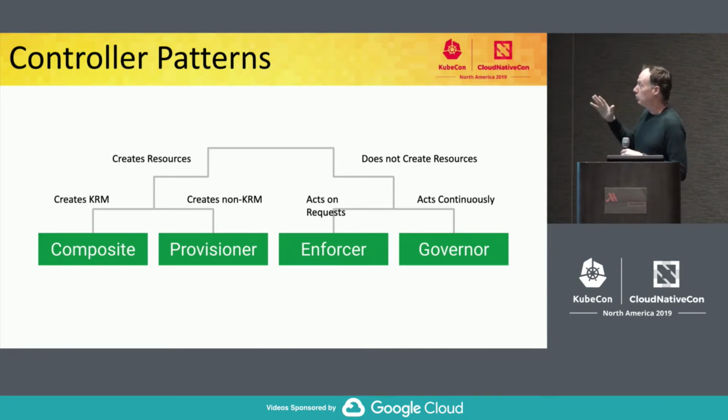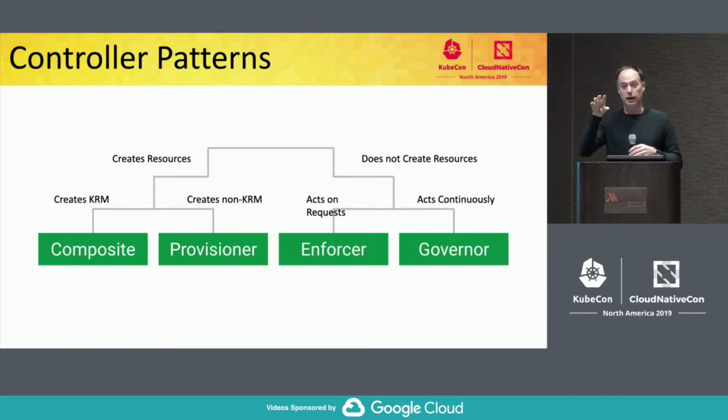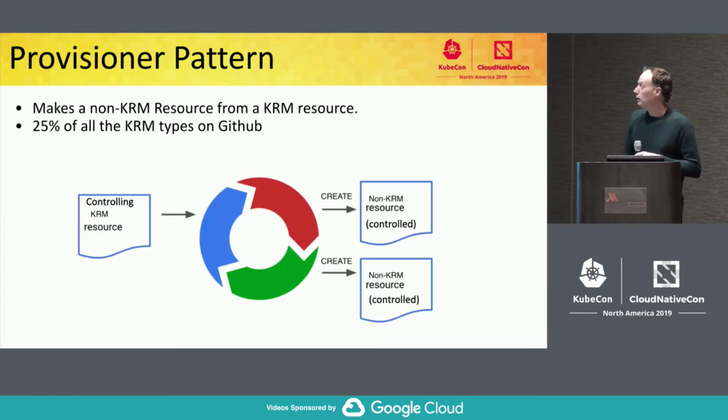On the other branch, the things that don't actually manage resource lifetime, one branch is where they act on requests. I call that an enforcer. That's kind of a shorter way to say mutating or validating admission webhook, which I think is kind of a mouthful. The other option is where they act on those requests synchronously, when you try to make something or update it, but they don't do anything if the thing's just there in steady state. If you want to act on something in steady state, I call that a governor pattern, and it's actually quite different to implement. So let me go over each of those pretty quickly.